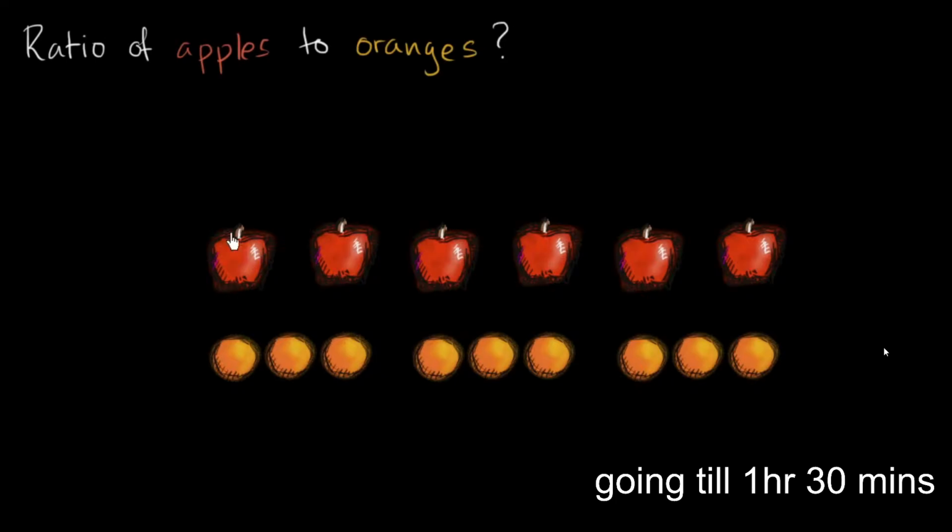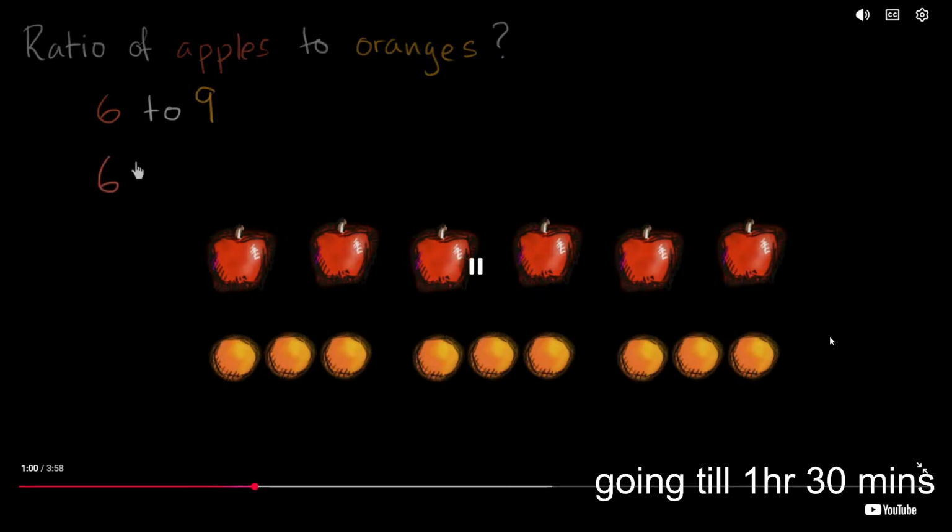We can literally count the number of apples, 1, 2, 3, 4, 5, 6. So we have 6 apples. And we could say the ratio is going to be 6 to... And then how many oranges do we have? 1, 2, 3, 4, 5, 6, 7, 8, 9. It is 6 to 9. The ratio of apples to oranges is 6 to 9. And you could use different notation. You could also write it this way. You would still read it as the ratio being 6 to 9.